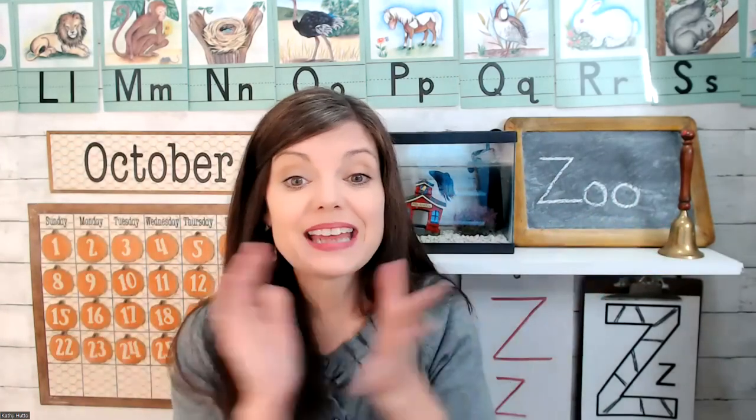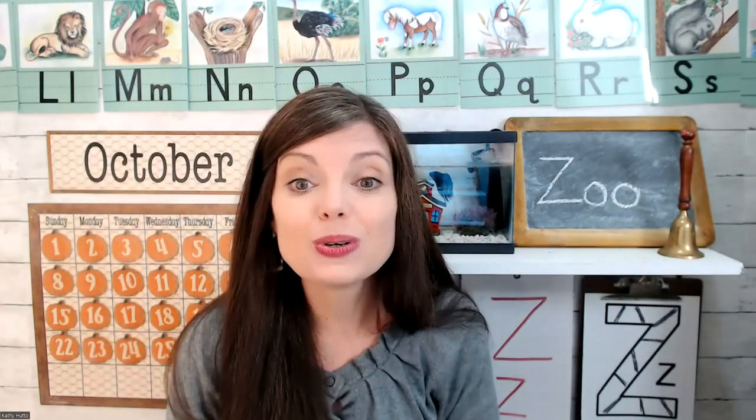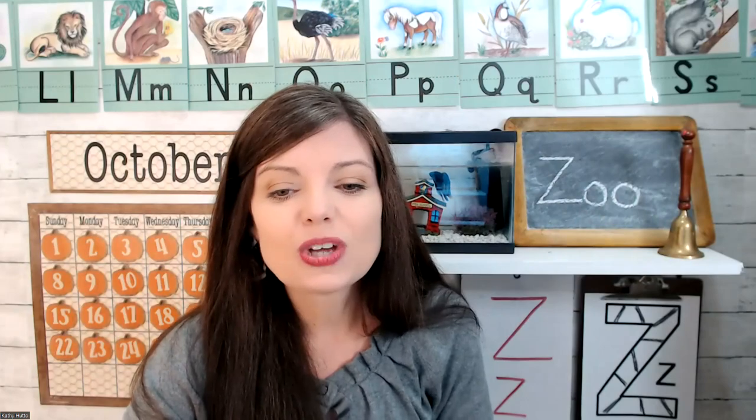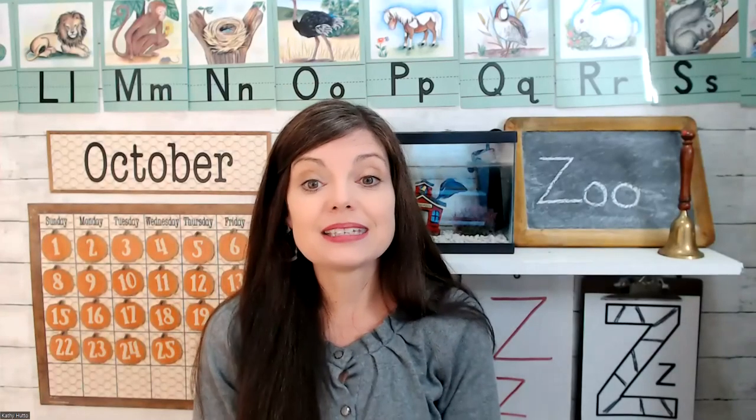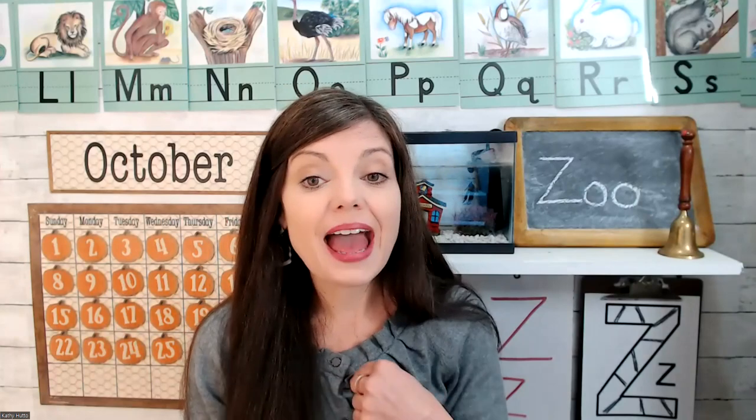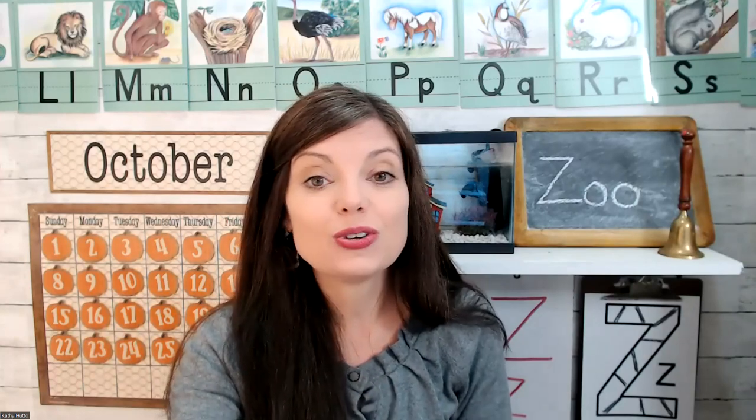So our game today is going to be zoo charades. Let me show you some pictures of some animals that you might see at the zoo. You might see a lion or a giraffe or a hippo. You might see an alligator or a bear or an elephant, a monkey, a snake or a tiger. Those are some of the animals that you might see at the zoo. So I'm going to act out one of those animals and you try to guess what animal I am, okay?